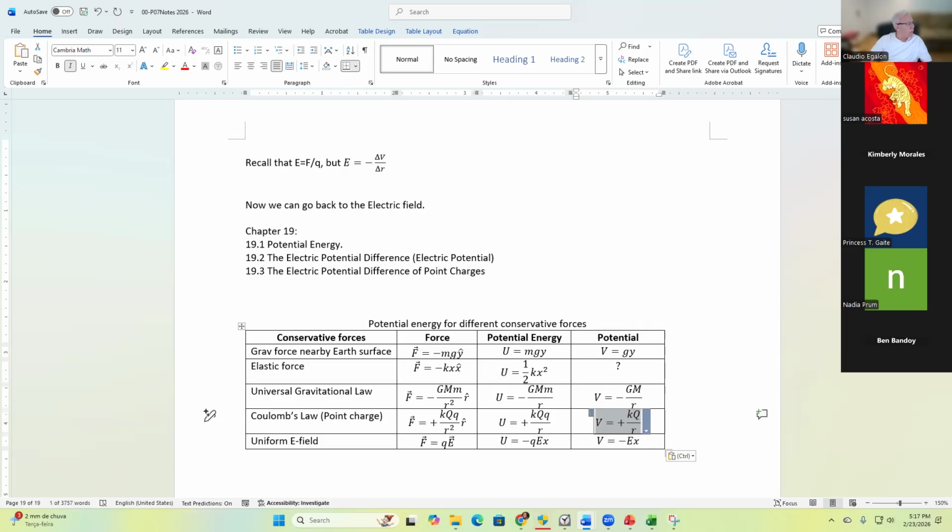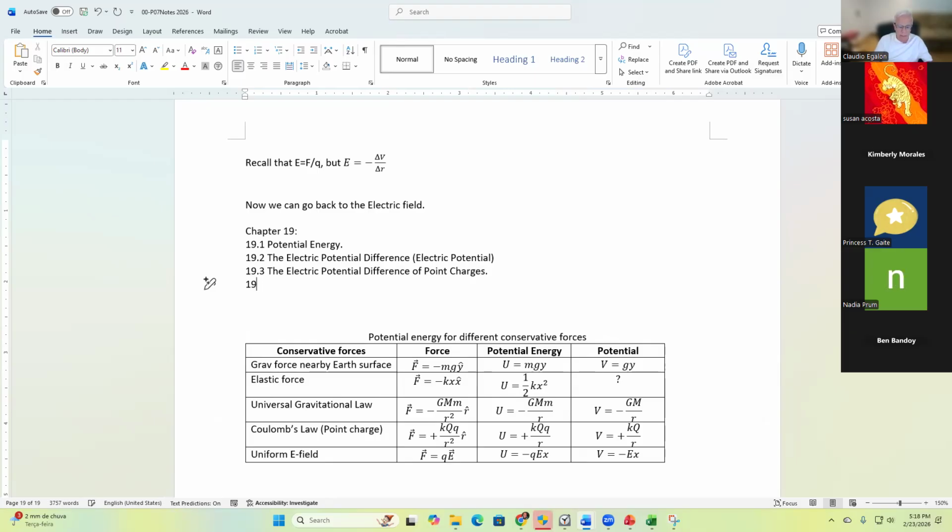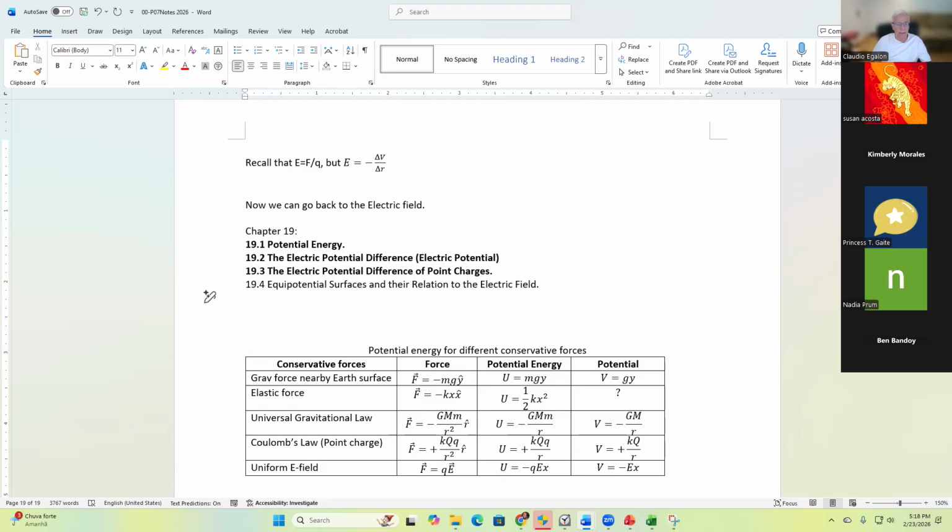What else? Equipotential surfaces. We didn't cover that yet, but it's exactly what the name says: equipotential surfaces and their relation to the electric field. What is in boldface is something that we covered. We didn't cover that yet, but we are going to cover this one in the lab. 19.5, capacitors and dielectrics, we didn't cover yet.